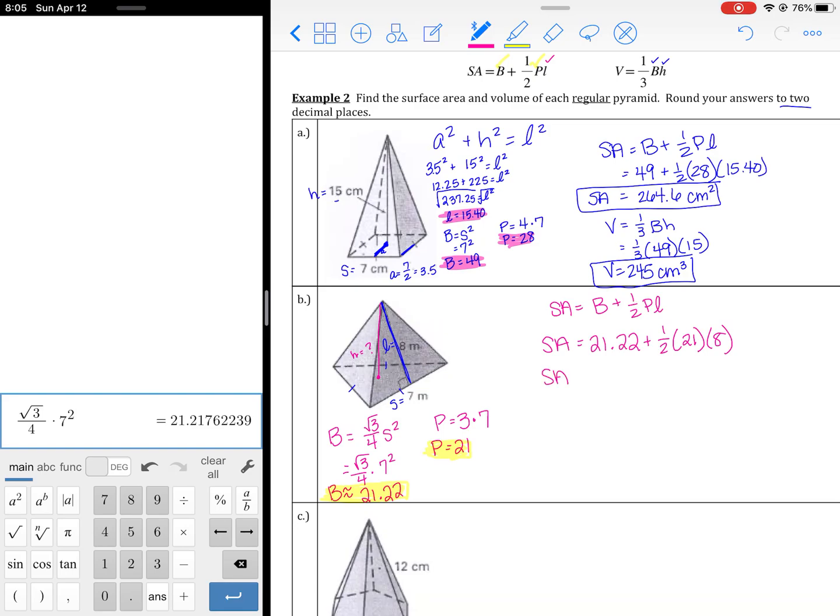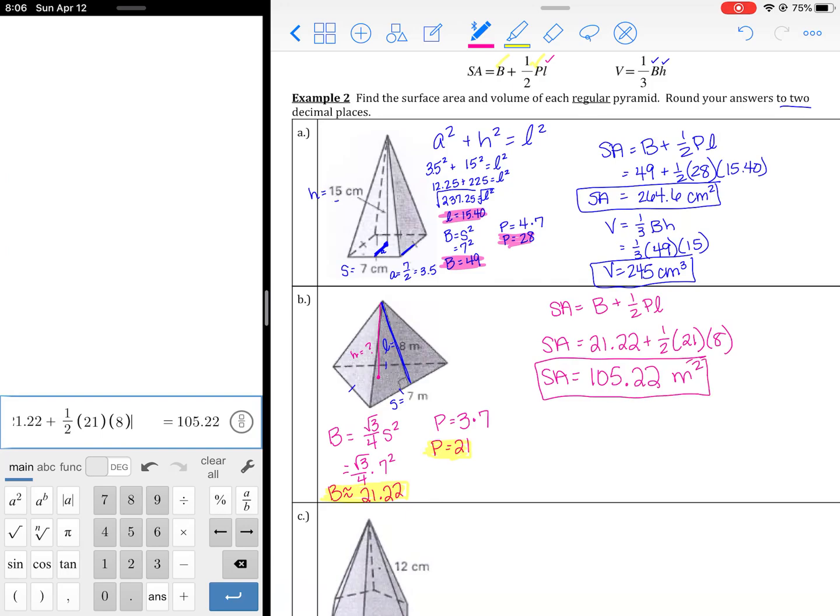So to find my surface area, I'm going to turn to my calculator. So 21.22 plus 1/2 times 21 times 8. All right, so altogether, this gives me a surface area of 105.22. I want to put some units on it, so area is in square units, so that will be square meters.